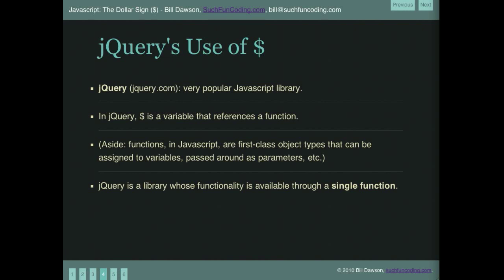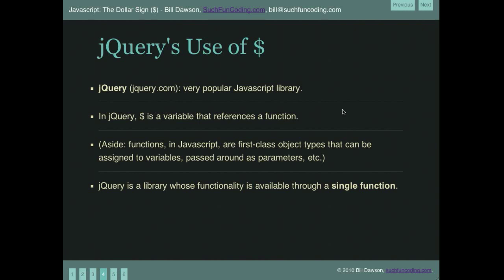And in jQuery's case, the $ is actually referring to a function. So like I said, jQuery is a popular JavaScript library, and the $ is a variable that references a function. Now that sounds a bit weird maybe if you're not familiar with functional programming. What do I mean when I say that a variable is referencing a function? So I'll just give a quick aside on that. Functions in JavaScript are first-class object types. They can be assigned to variables, they can be passed around as parameters, and so on. So it actually makes sense when I say that a function is assigned to a variable. I won't go any deeper than that. In the future I'm going to have another video about JavaScript functions. But I just wanted to explain why it makes sense that the $ in jQuery is assigned to a function.